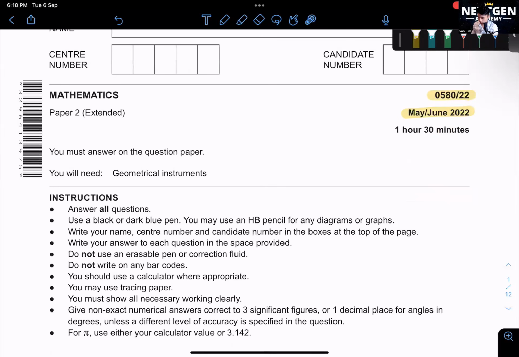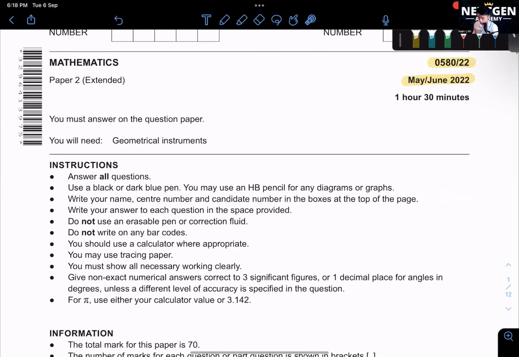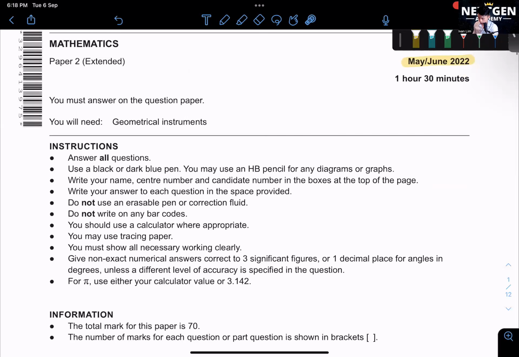Just some guidelines. Answer all questions. Use a black or dark blue pen. You may use an HB pencil for diagram or graph. Write your name. Don't use erasable pen or fluid. Use calculator where appropriate. You may use tracing paper. Make sure your school also gives you tracing paper if you need it. You may show all necessary working clearly.